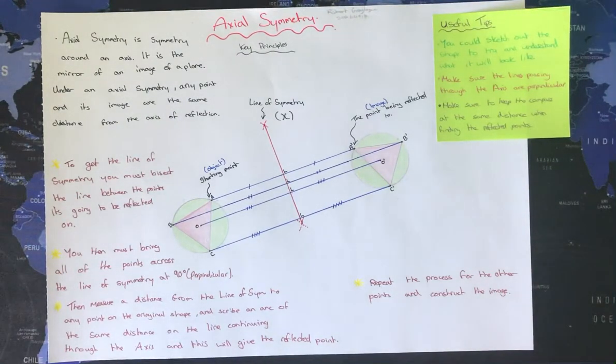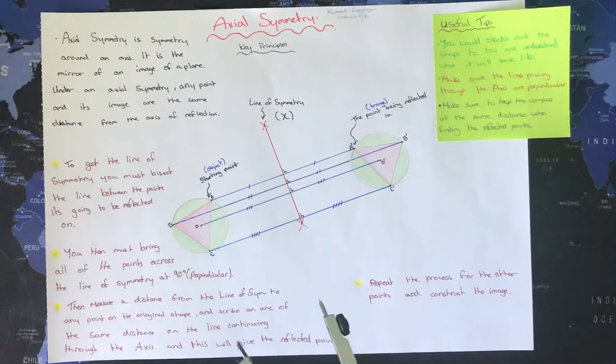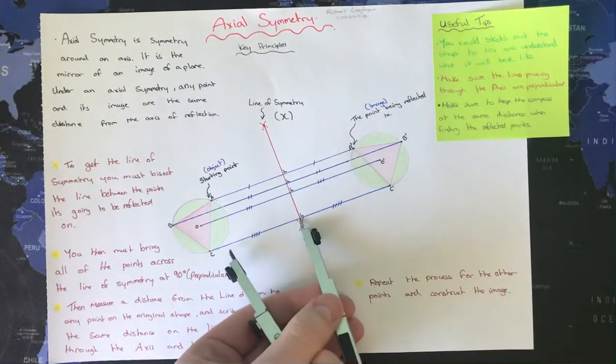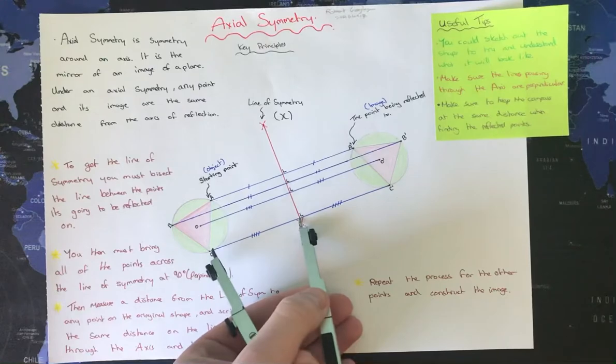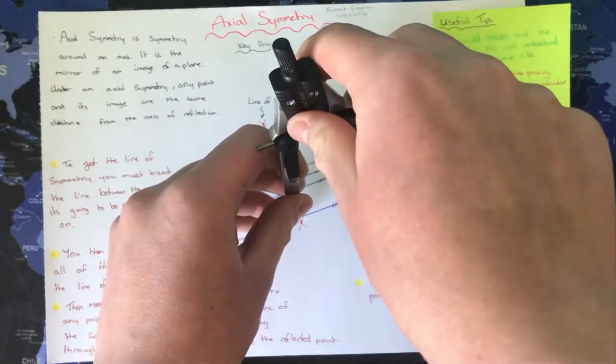Another useful tip would be to make sure to keep the compass at a fixed distance, so that you keep your reflected image as accurate as possible. So you must make sure that that point will stay the same distance as that one.